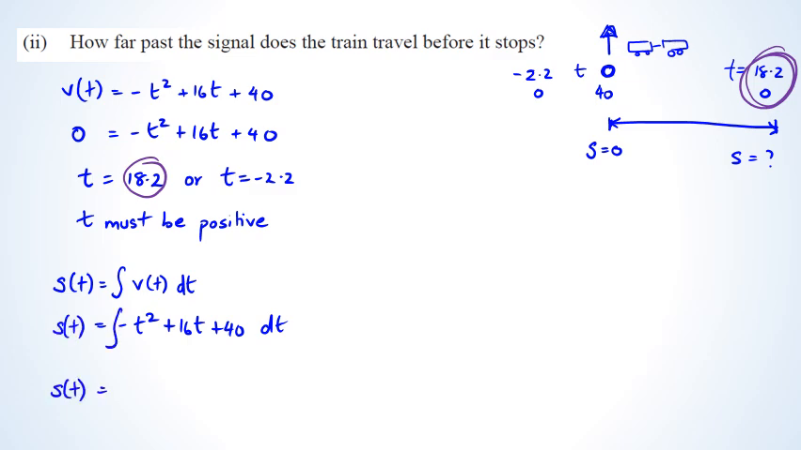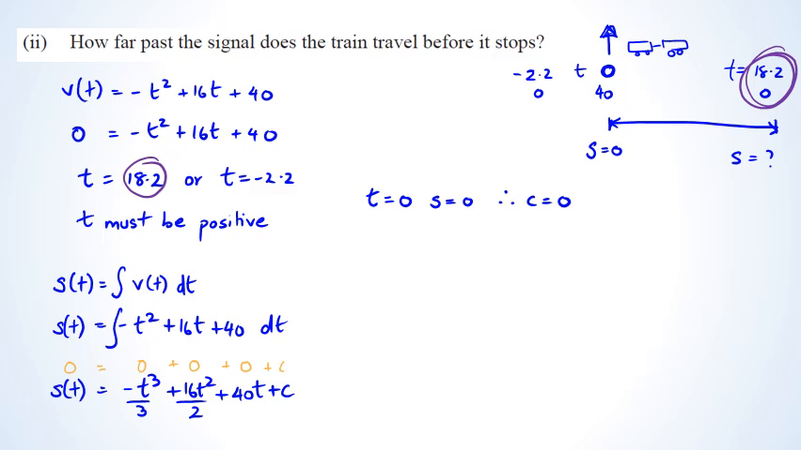which means s of t is now negative t cubed over 3 plus 16t squared over 2 plus 40t plus c. One thing that's very useful for you guys to know is this. When t is equal to 0 and s is equal to 0, we can state that therefore c is equal to 0. You might want to know why, so have a look at this. If s is equal to 0 because the distance is 0, t equals 0 means this part is 0, this part here will also be 0, and 40 times 0 will also be 0. Now if you have 0 equals 0 plus c, then c has got to be 0 as well.